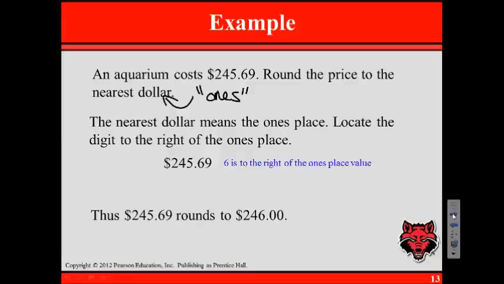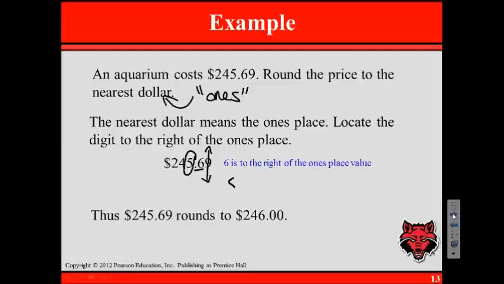We locate the digit to the right of the ones place. I'm going to follow the same process I have before. I'm going to circle the ones place, underline the digit to the right, the 6, and that 6 is going to round my circled number up or keep it the same. And that's how I use the down arrow. Well, because 6 is 5 or greater, 6 will round my circled number up.